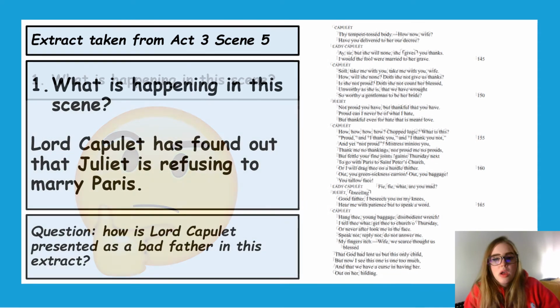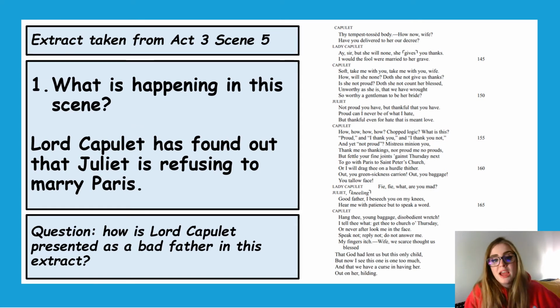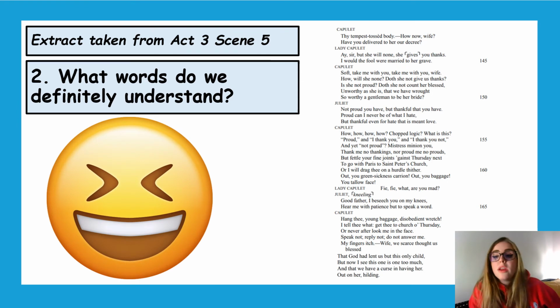Okay. Lord Capulet has now found out that Juliet is refusing to marry Paris. These extracts are really interesting to look at side by side, because we've gone from Lord Capulet being like, it's fine, I'm going to let Juliet choose. He sounds quite relaxed about it. And then in this extract, he turns a bit crazy, and really verbally assaults and threatens to physically assault Juliet as well. So the question now is, how is Lord Capulet presented as a bad father, which I thought was quite a good contrast. So we're going to flip our approach now.